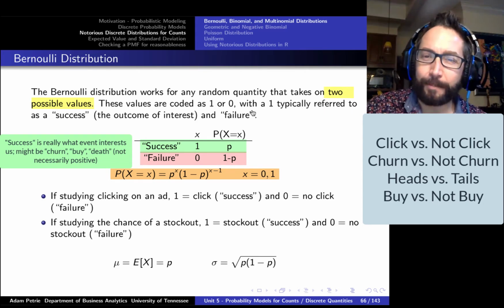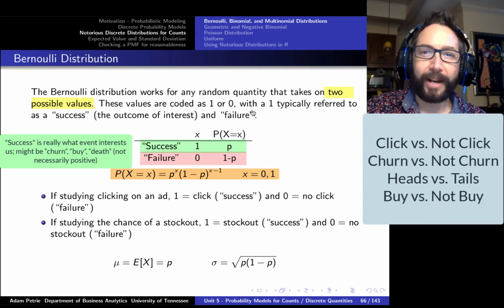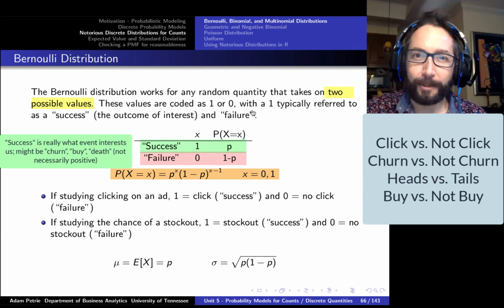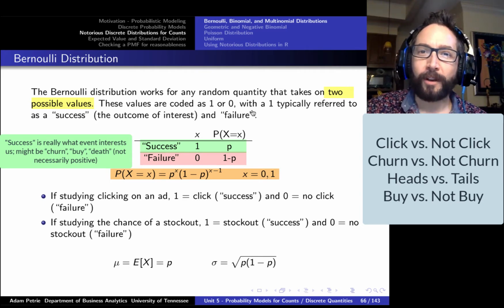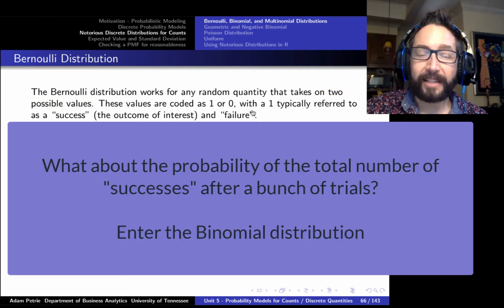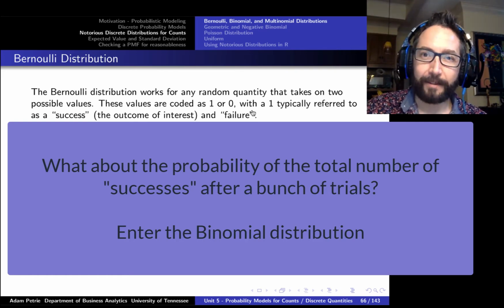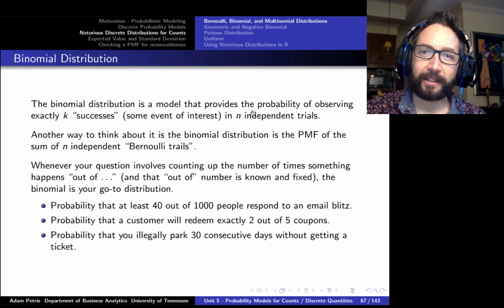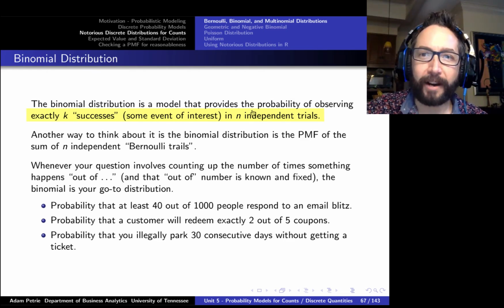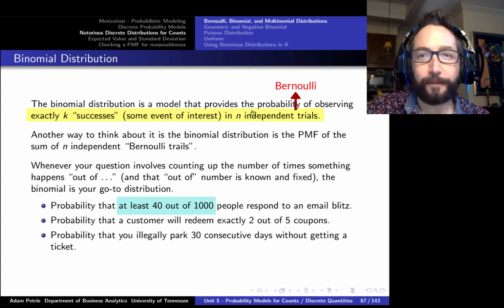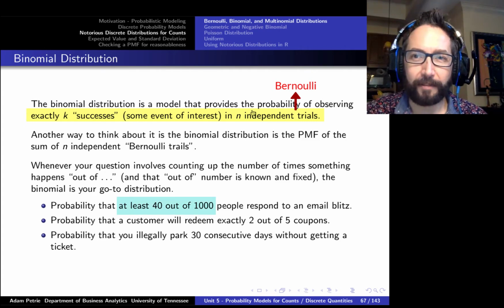Now, more often in business analytics, we're interested in knowing what happens over multiple trials. The Bernoulli distribution is great for letting us know what happens during one particular trial. Do we get a click or do we not get a click? But what if we wanted to answer the question, what's the probability that after 1,000 surfers have viewed this website, at least 40 have clicked on the ad? So very often in business analytics, we're interested in the probability of observing exactly k successes out of n trials. What's the probability of observing exactly 40 clicks after 1,000 surfers have viewed the ad?